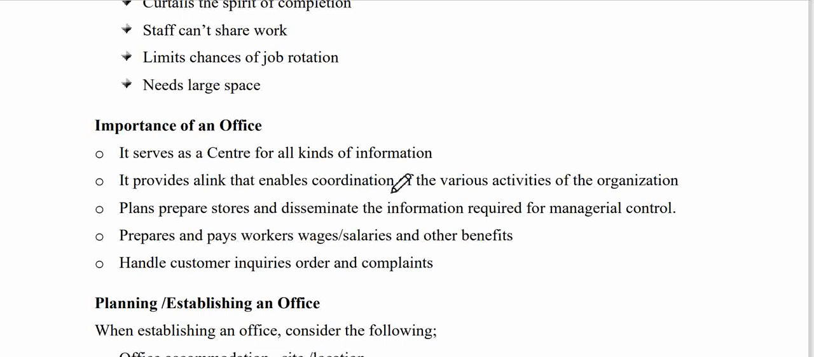Next, let's talk about the importance of an office. Why do we need an office? I think we talk about a few things of such kind. So, an office serves as a center for all kinds of information. It provides a link that enables coordination of the various activities of the organization. It plans, prepares, stores, and disseminates the information required for managerial control. All right. So, if your notes are printed, you can put a comma here, a comma here, a comma here.